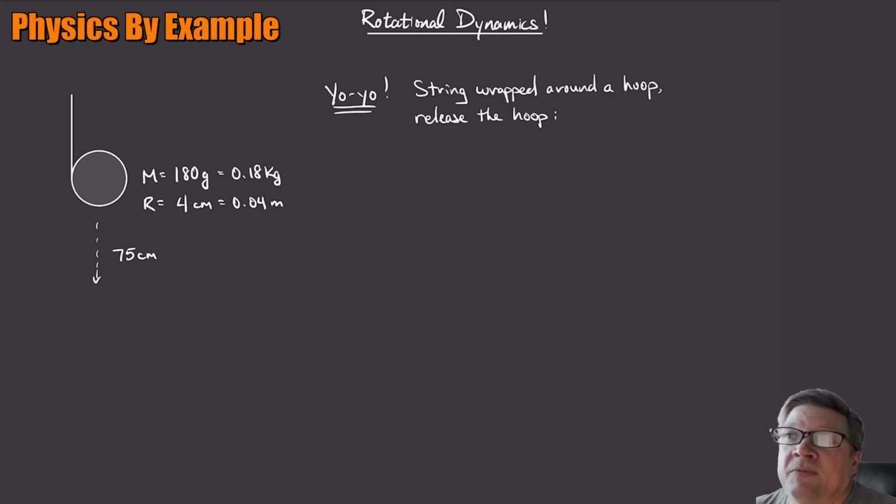Once the whole hoop falls down, we're assuming that the mass of the string is negligible. So we don't have to worry about that, because as it unwinds, you get less and less of the string on the hoop. Let's not worry about that. As this thing falls, it's going to be spinning. So let's see how fast it's going to be going after it drops 75 centimeters, and it's unwinding the whole time. Okay, so the easiest way to do this is, again, energy methods.